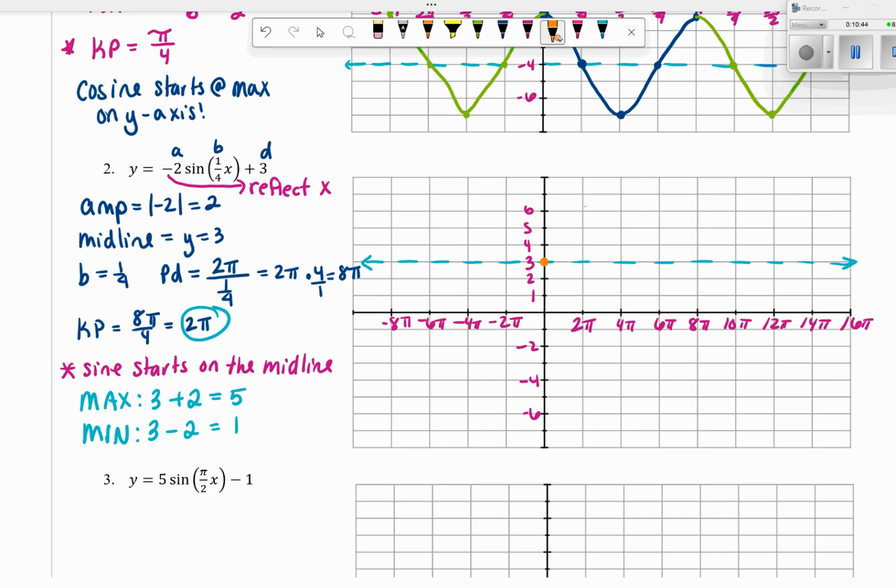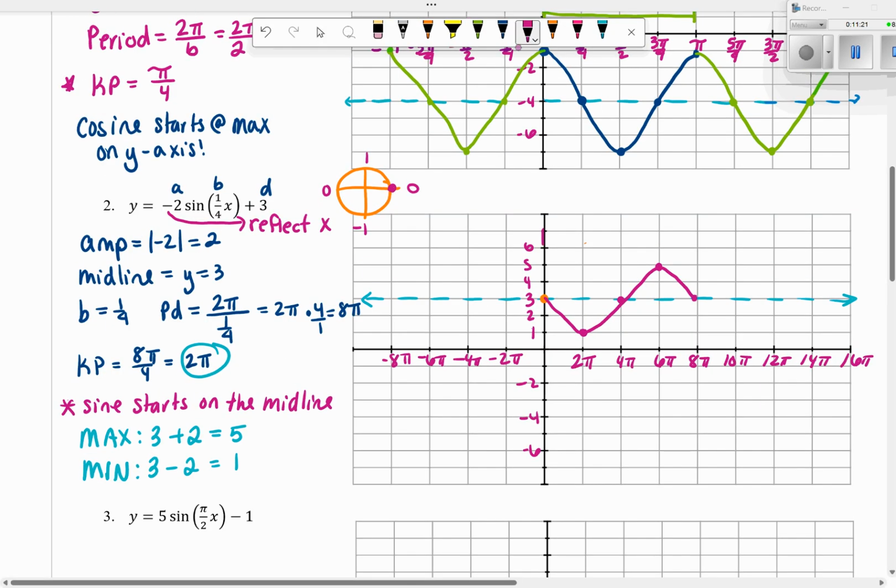If you think about your unit circle values all the way around, if we start here at 0, the sine of 0 is going to be the y coordinate. So the sine of 0 is equal to 0. The sine of pi over 2 is 1, 0, -1, 0. Normally we go up to 1, but because of the reflection, we're going to go down the amplitude. So we go down 2, then back to the midline, up 2, back to the midline. So this right here is my first wavelength of sine.